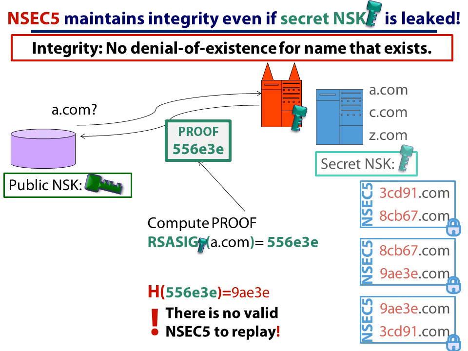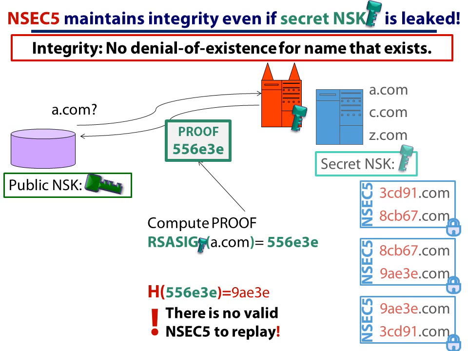The next NSEC5 record won't work because this 9AE3E hash value is actually an endpoint of the NSEC5 record, so that won't work. The third NSEC5 record won't work because this is another endpoint of the NSEC5 record, 9AE3E appears in the record, so that's not going to work. And the bottom line is, these NSEC5 records are constructed in such a way that there's no record that the adversary could replay in order to convince the resolver that a.com doesn't exist when it really does.